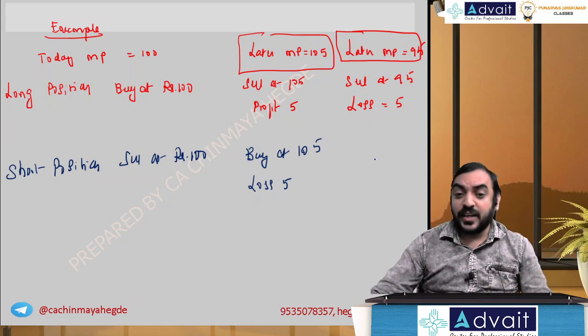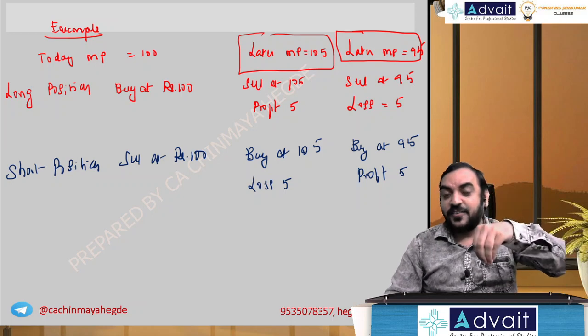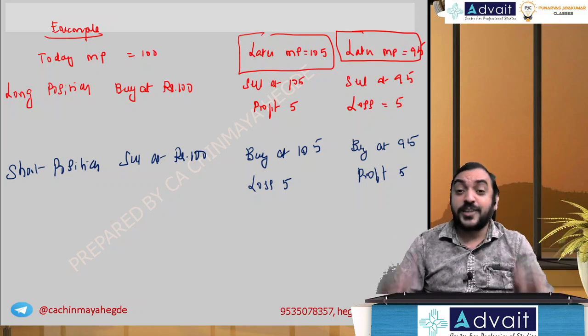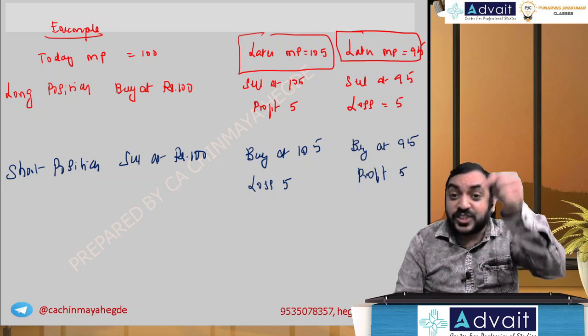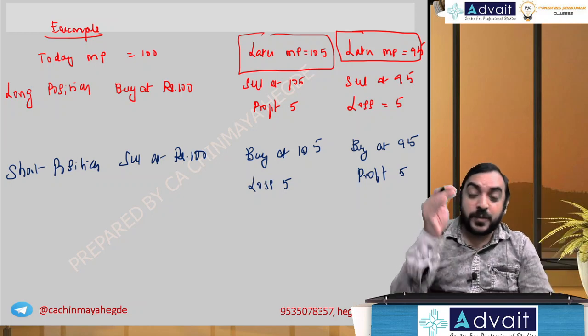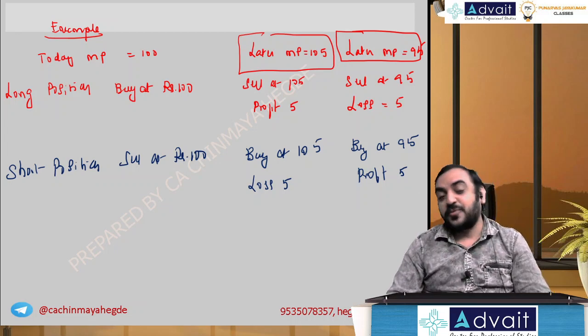When the market is coming down, if it is 95, you will buy at 95. Thereby, you make a profit of 5 rupees. Sold at 100, buying at 95. Difference, profit of 5 rupees. Even when the market falls, you make a profit. How? Because that's what you're expecting. Your expectation came true. Stock price did fall, so you make a profit of 5 rupees.